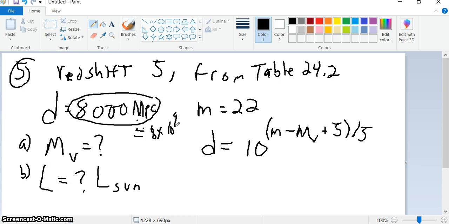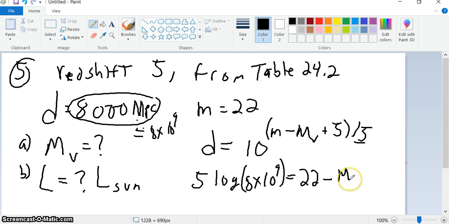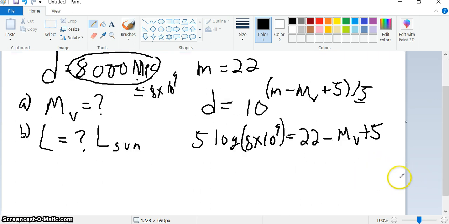So you're going to take the logarithm of both sides. Remember, this 5 comes over, so it's going to be 5 times the log base 10 of 8 times 10 to the ninth. We have to figure that out, and that's going to equal 22, because they gave us that, and really what we're looking for is m sub v, so it's minus m sub v plus 5. Now we can actually solve this. I didn't really write out all my stuff, I just did it in the calculator.